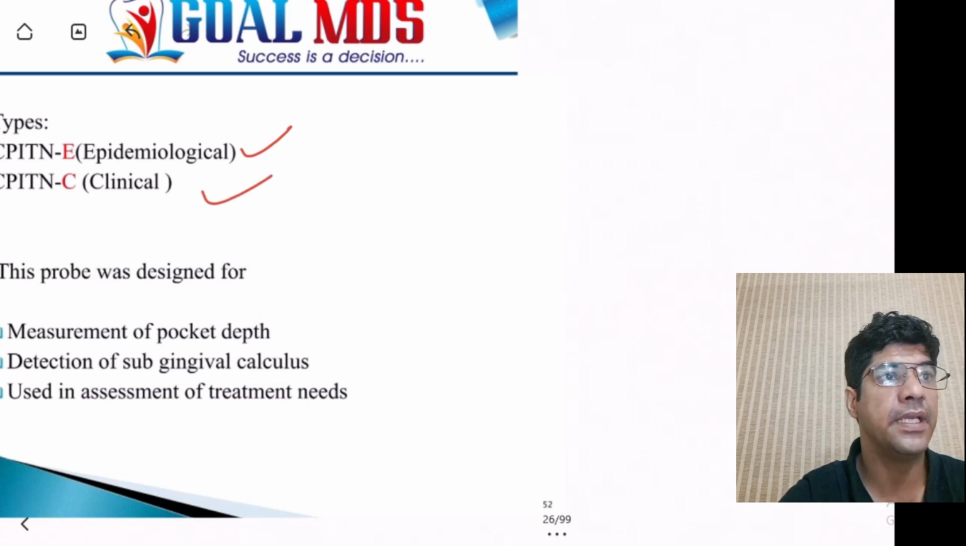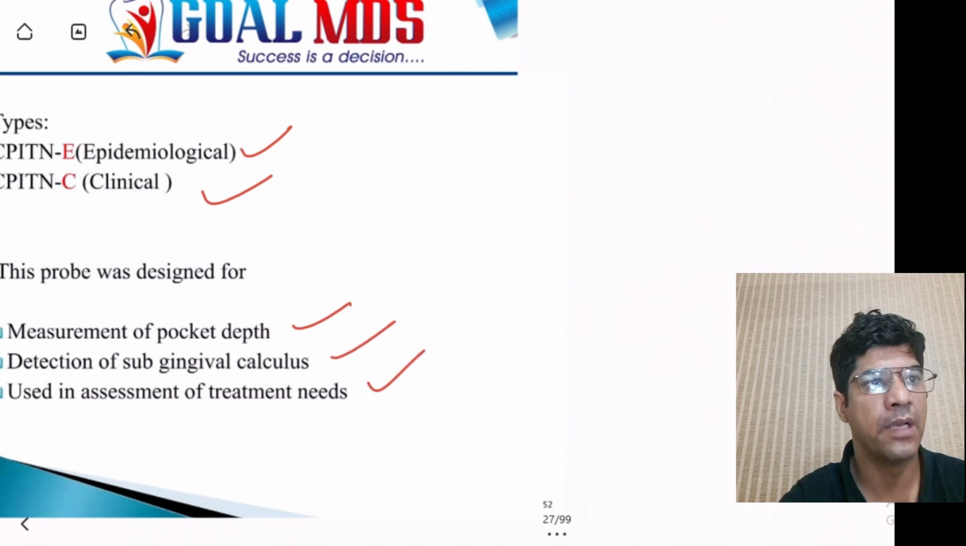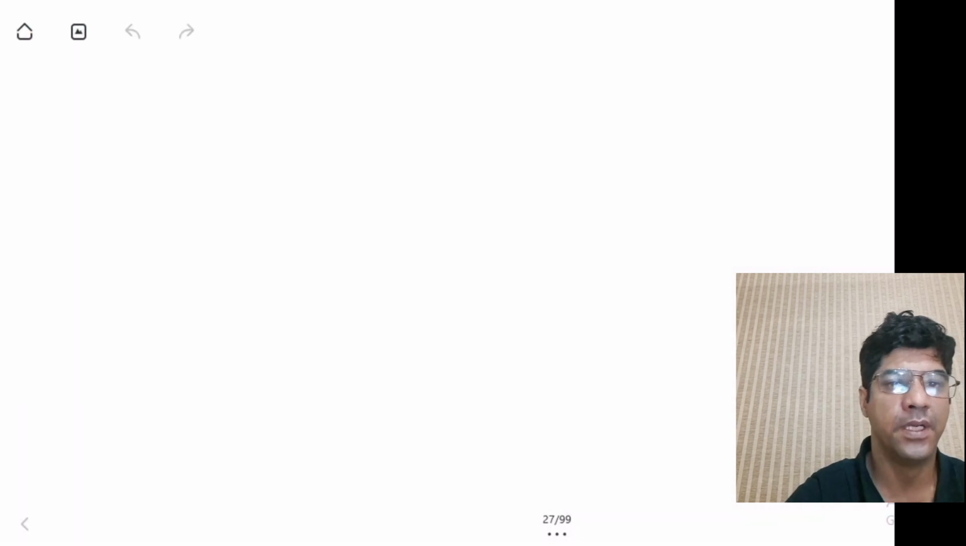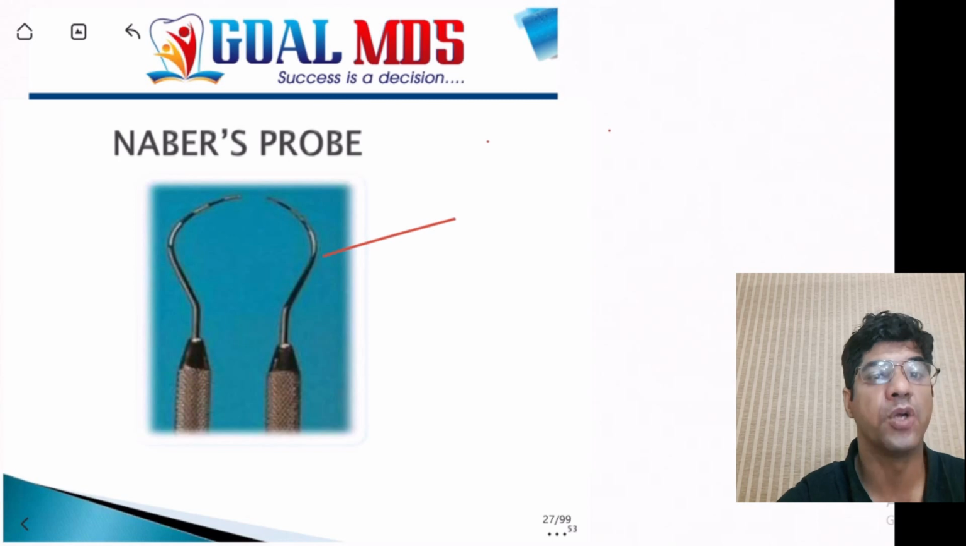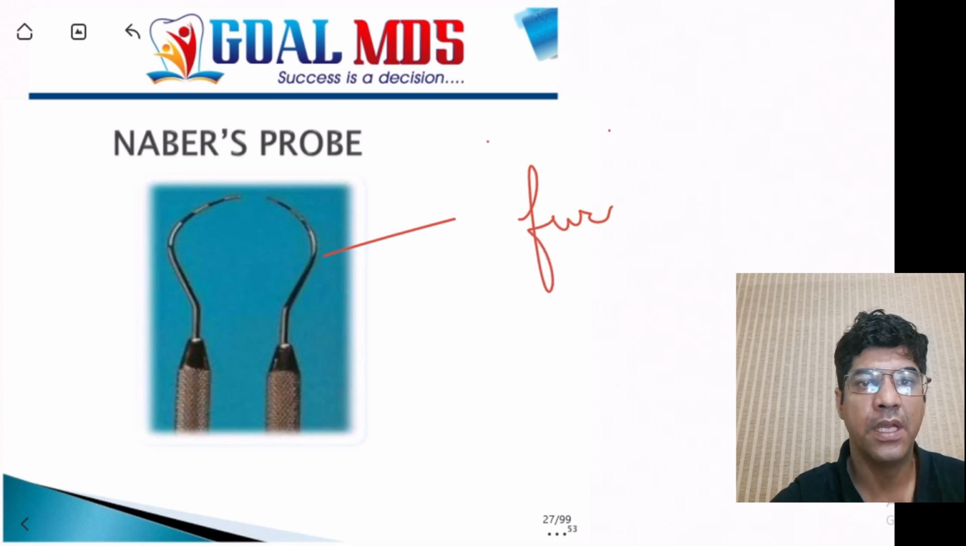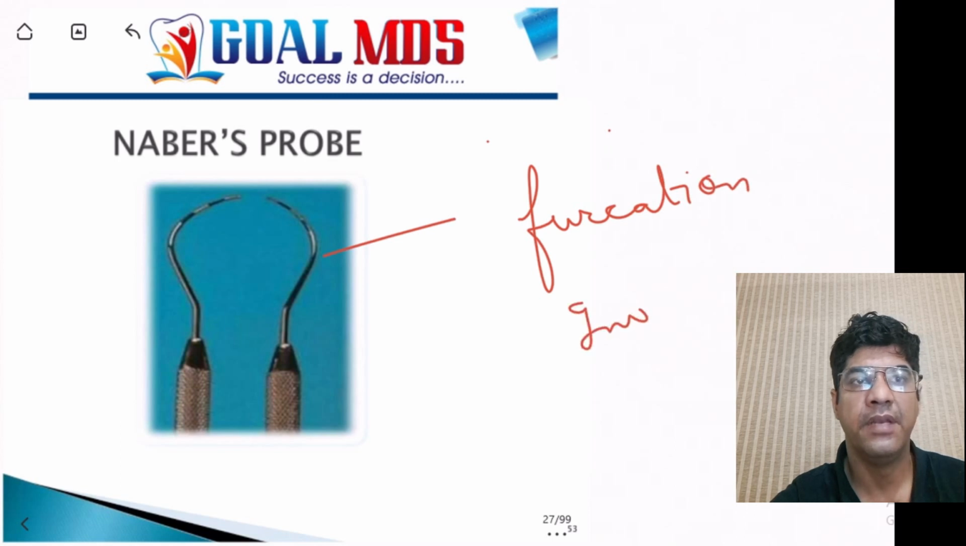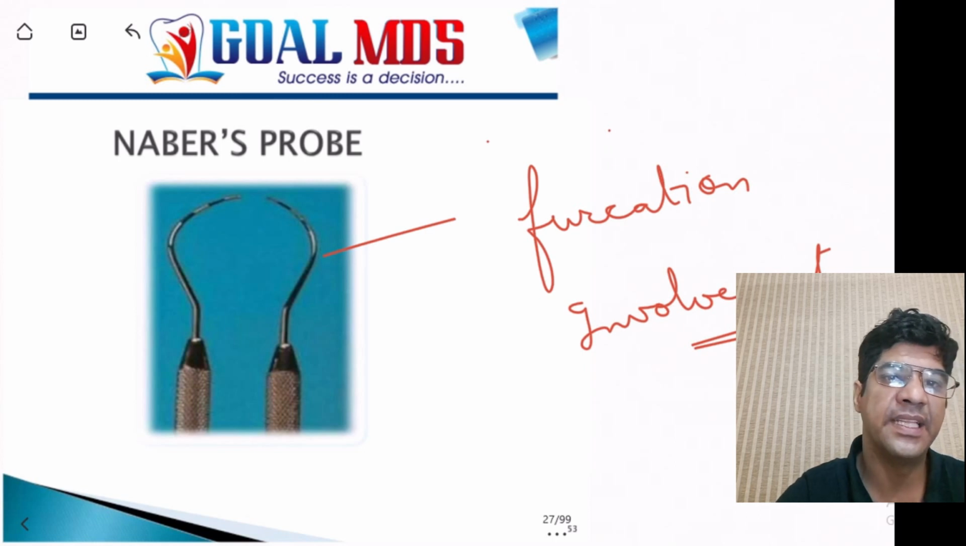The other are the CPITN E probe and CPITN C probes, used for measuring the pocket depth, subgingival calculus and in assessment of the treatment needs. The other is the Nabers probe. The Nabers probe is used to assess the furcation involvement. That refers to the extent to which the roots of multi-rooted teeth are affected by periodontal disease.